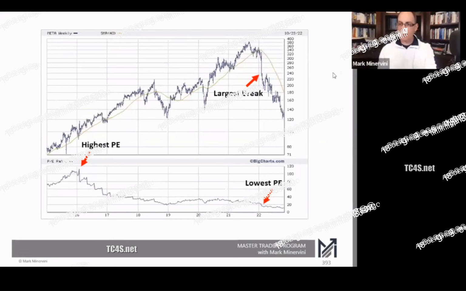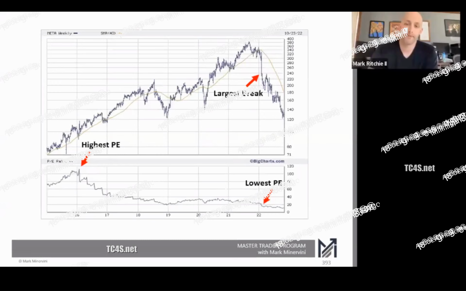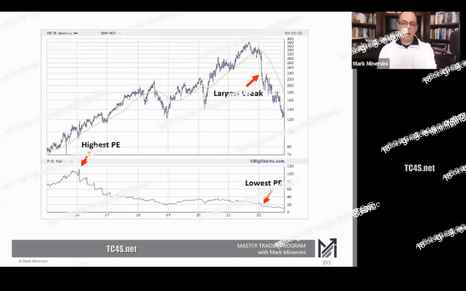This is as of 10/23. It broke again just recently. Yeah, it's under 100 currently. Yeah. So now, I think, let me just see here. Okay, sorry. Yeah, we're going to keep going.